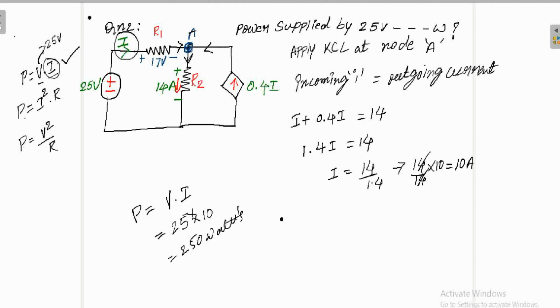So is there any difficulty in finding the power supplied by the 25 volts? Only observation is required. So remember one thing: while solving any circuit problem, just don't directly jump to the calculations. First observe the circuit, what we have to find and what they have given. These 2 points you need to clearly understand. Then only it is easily possible to solve any circuit. So the observation is very important.